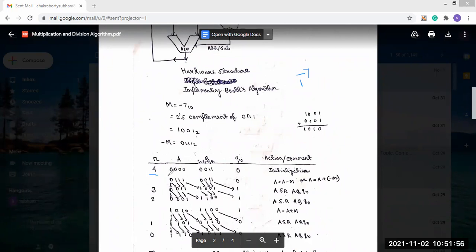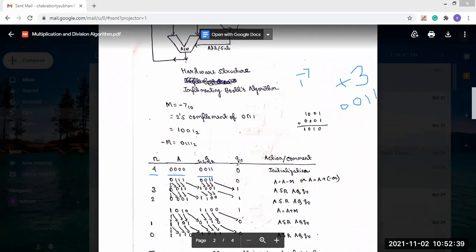Now for the accumulator, at initialization time, all the accumulator value is 0. So 0000, because 4 bits. And Q is the multiplier. What multiplier do we have? Our multiplier is plus 3. We have to convert it into 4 bits because n is 4. So plus 3 in 4 bits will be 0011. That is why 0011 is written.